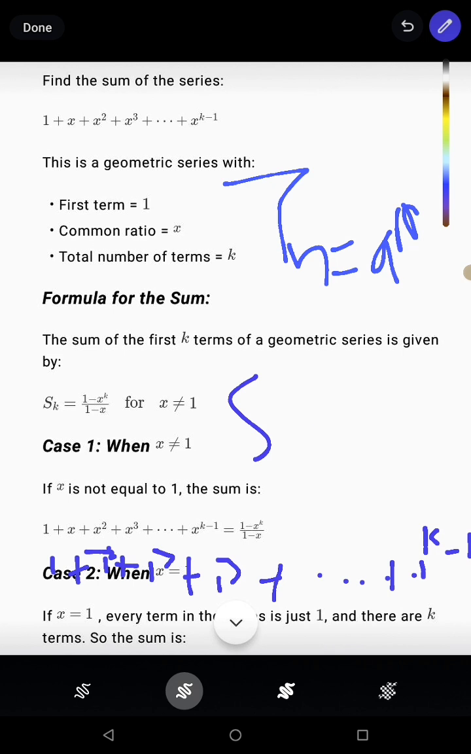If it is 2 terms, we have 1 plus 1. If it is 3 terms, we have 1 plus 1 plus 1. If it is 4 terms, we have 1 four times. Then if it is k terms, we have 1 in k times. So there are k terms, and if x equals 1, every term is equal to 1.